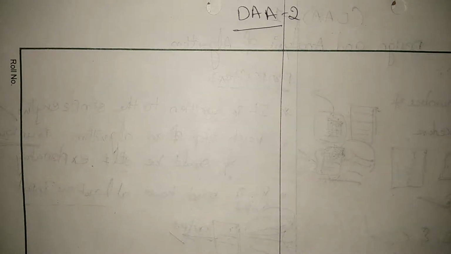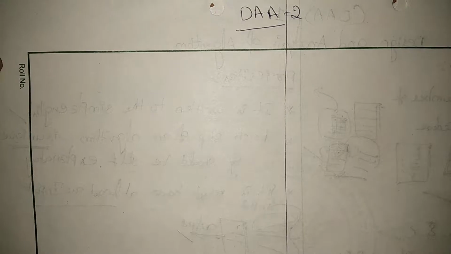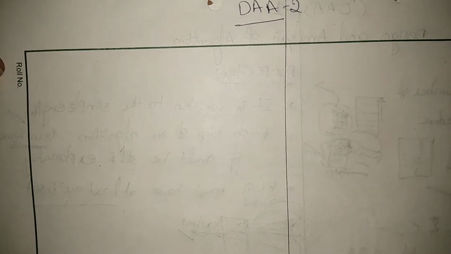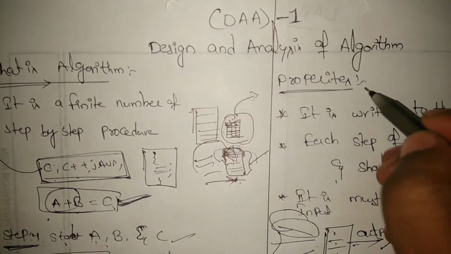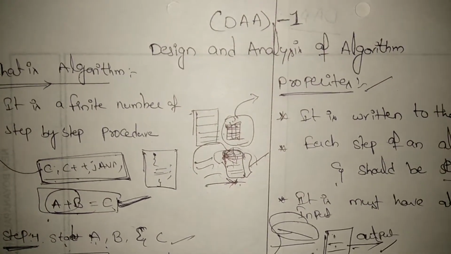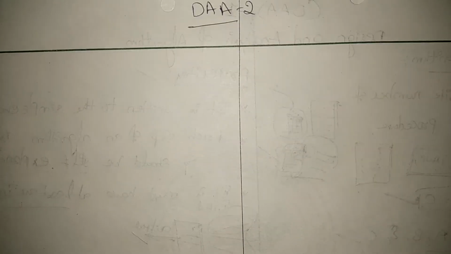Hi friends, coming to the next class of Design and Analysis of Algorithms. In the last class we discussed what an algorithm is and its properties. In this class we will discuss some criteria of an algorithm.